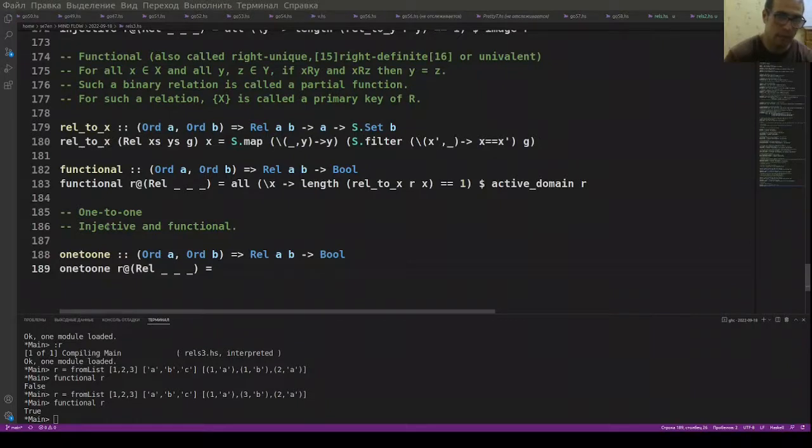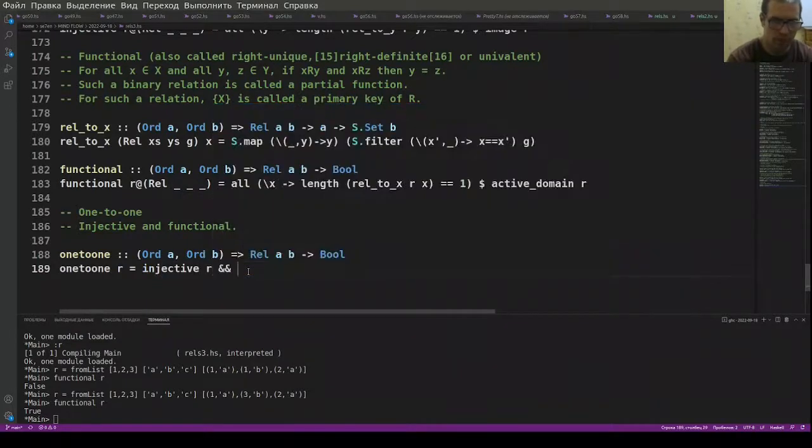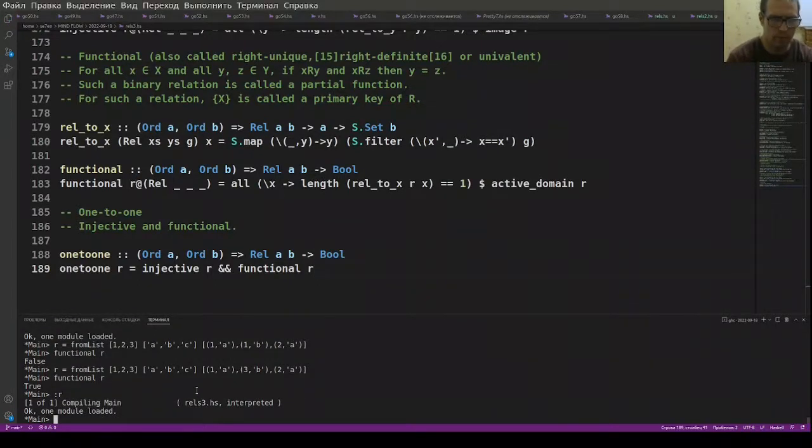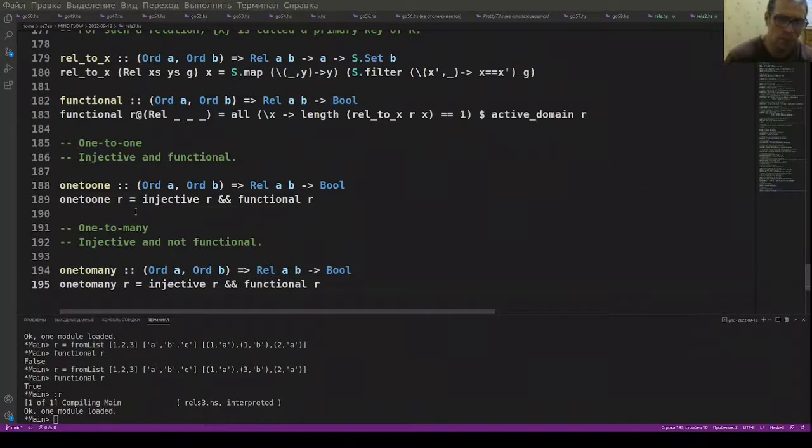Okay, the next type of relation is one-to-one, and this is just an injective and functional relation. So we can very easily check it with the injective check and the functional check. Next type is one-to-many. This is the relation which is not functional and injective.